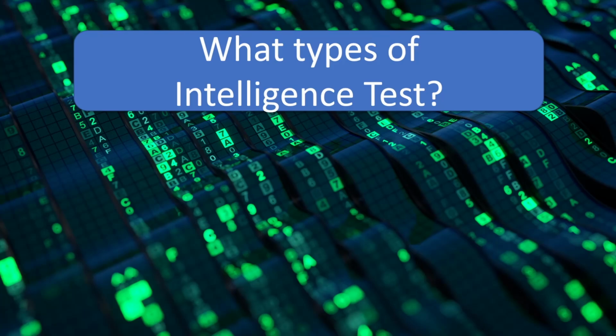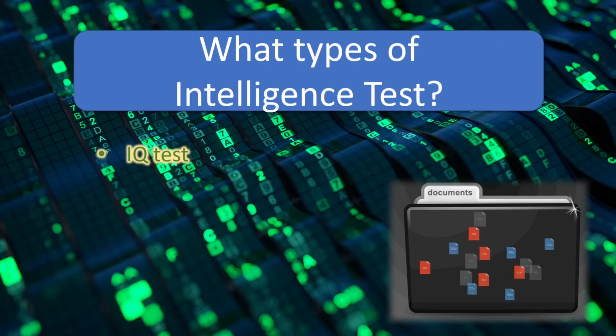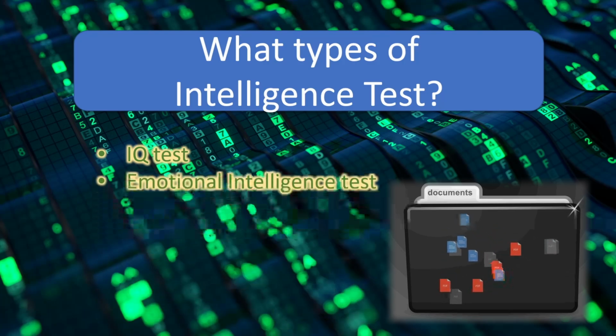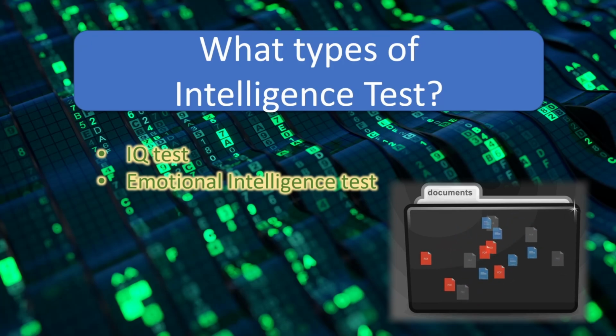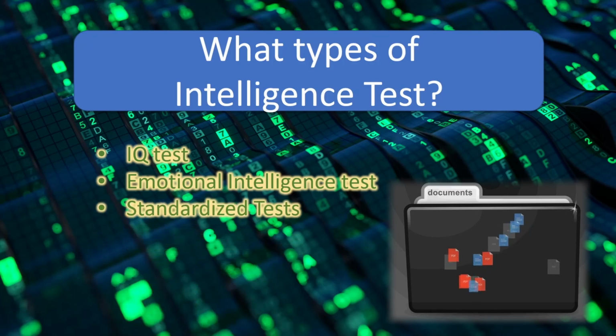So what kinds of tests could we use on an AI system? Traditional intelligence quotient (IQ) tests measure a variety of cognitive abilities including reasoning, memory, mathematical skills, and language comprehension. Emotional intelligence tests, these measure a person's ability to understand and manage their own emotions, and to navigate social complexities. Standardized tests are generally tests which are on a particular subject, and are used to group individuals into a rating system.